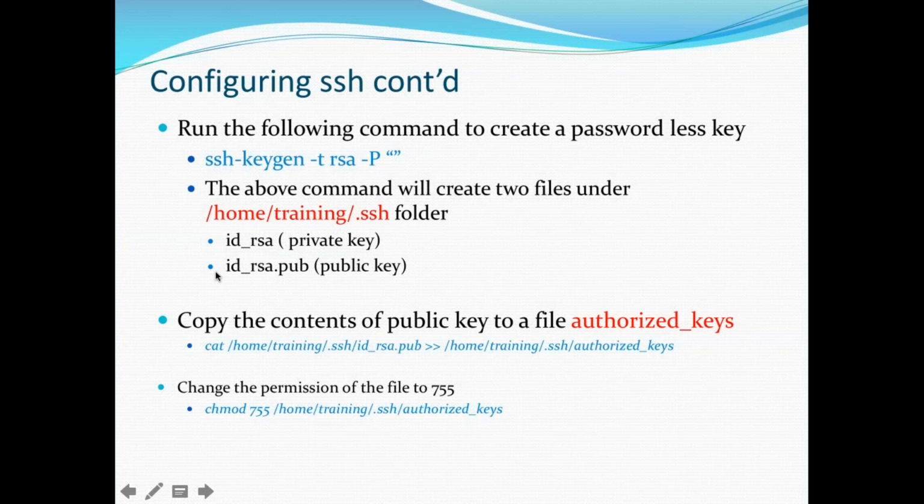And then you have, it will create 2 files, id_rsa and id_rsa.pub. When you run this command, it will create 2 files: one is a private key and the other the public key. Okay, and then you can copy the contents of your public key to an authorized keys file. This file name is recognized by Hadoop.